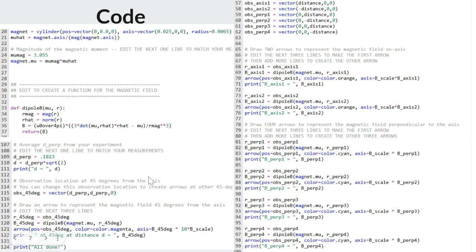And then over here we found d perp, which is 45 degrees from either axis, perpendicular or parallel. And we made an arrow for that.